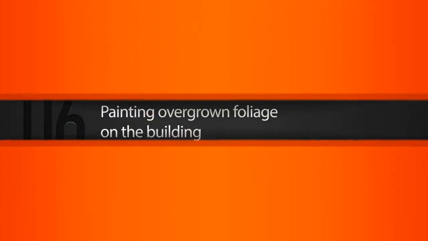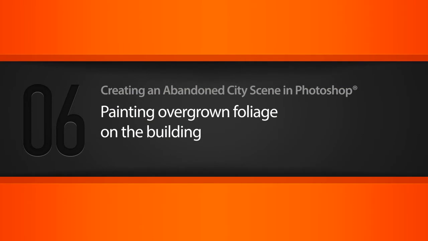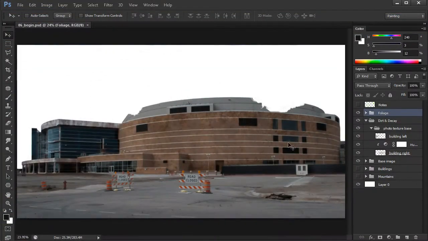In this lesson, we'll learn how to begin painting overgrown foliage on the main building in our image. In the previous lesson, we left off by adding a base photographic texture to our main building here. We talked earlier about really overgrowing this scene with foliage, making it look like nature's reclaiming this city. Now, we're going to start by bringing in some foliage on the building here.